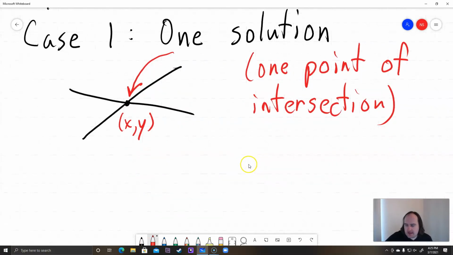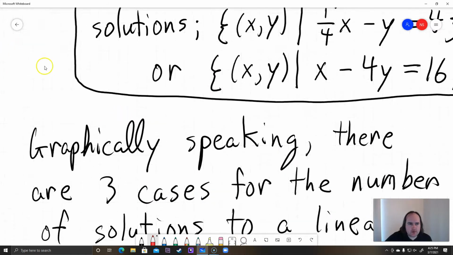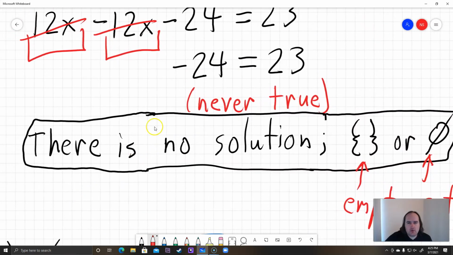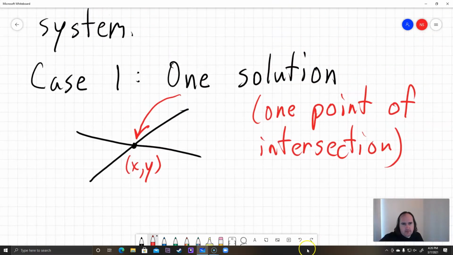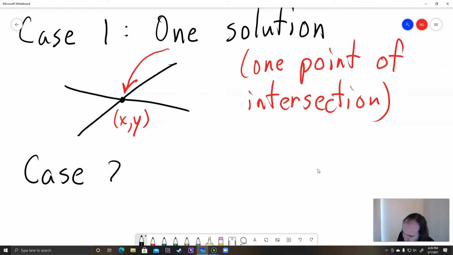Now, what do the last 2 cases look like? Well, for example number 4, we got no solution. Now, for example number 4, at the end here, we got an equation that's never true because negative 24 and positive 23 are different numbers, so they can't equal each other. So these are never true, so those are not equal. So because it was never true, I said there's no solution. Now, why does it mean that? Well, the reason it means that is for case 2, that's where you have no solution.